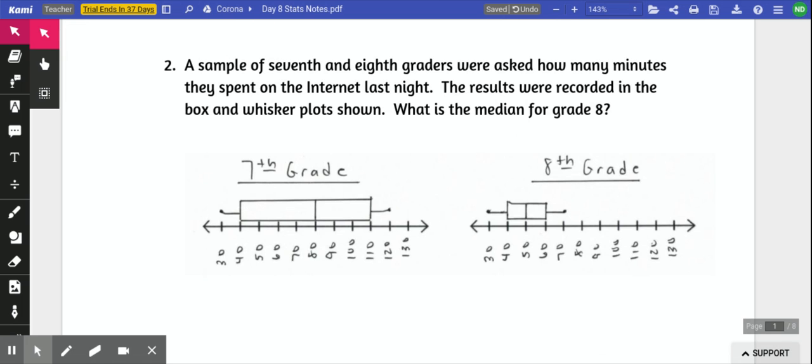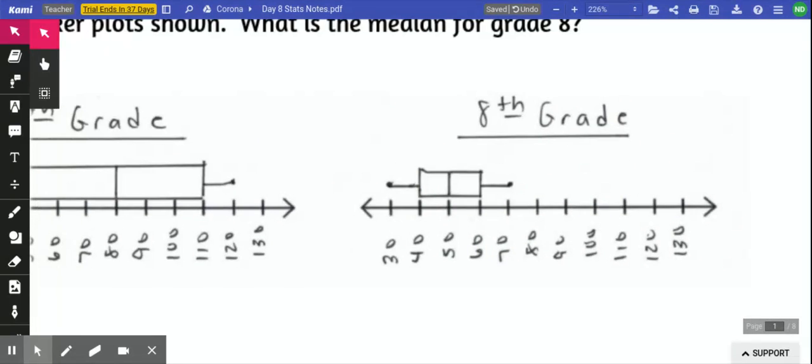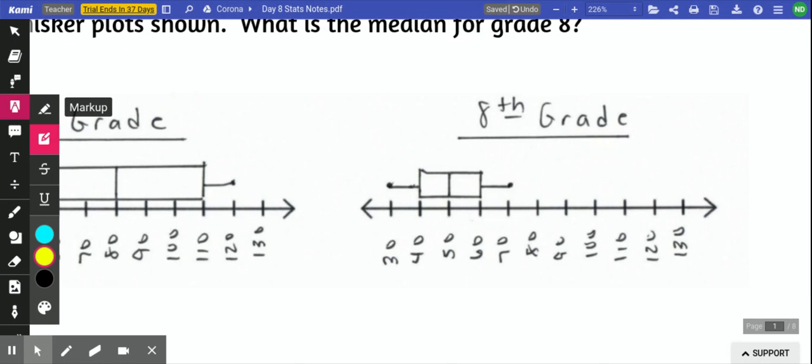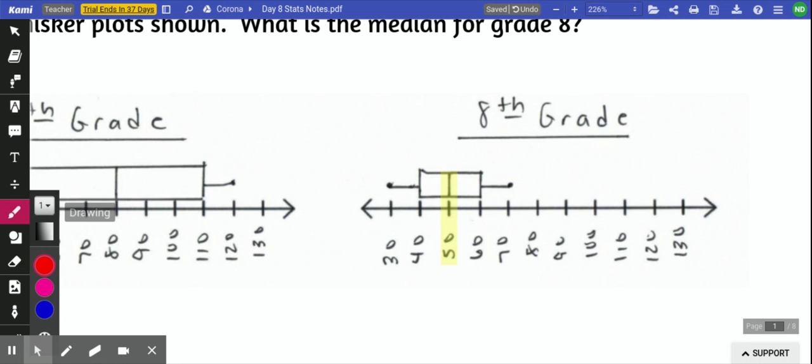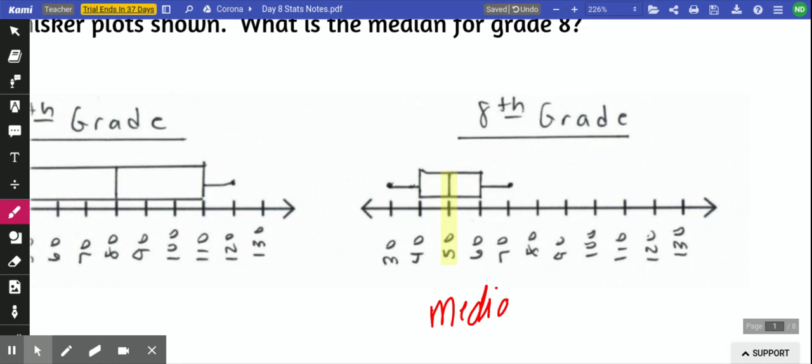Number 2, same box and whiskers, but now we want to determine the median for grade 8. So I'm simply just looking at the box and whisker for grade 8. And again, I'm identifying that second vertical line segment in the box because that's what tells us our median. And I just need to look at the number right below that second vertical line segment, which is 50. So the median for grade 8 is 50.